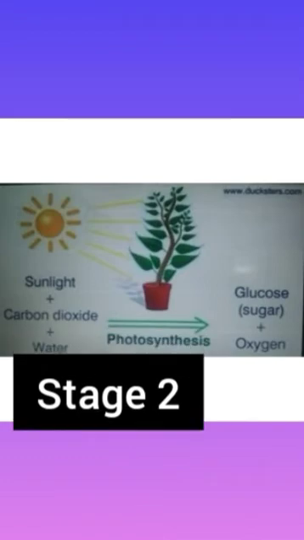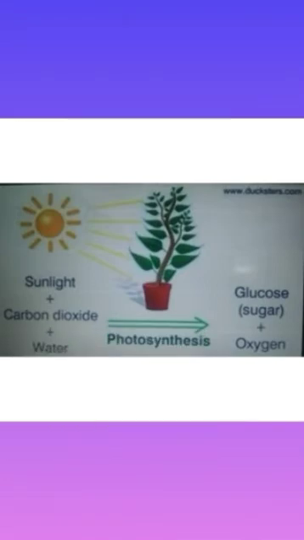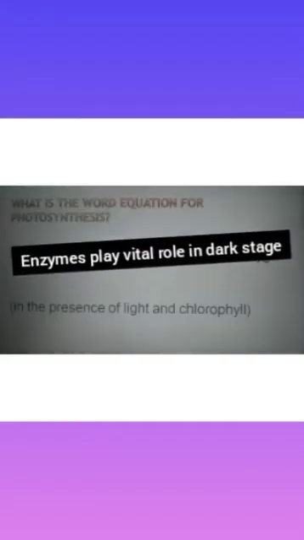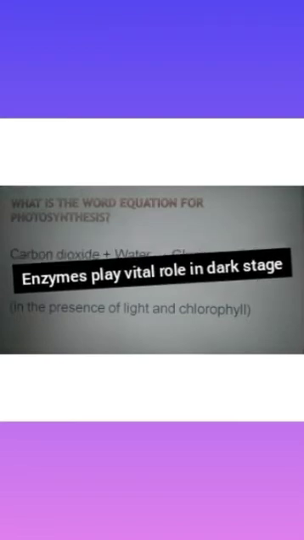The chemical energy required for this process to occur comes from the light stage. Since the formation of glucose from carbon dioxide does not directly require light, it is called the dark stage or dark reaction, or we can say the light independent stage. Enzymes play a vital role in this dark stage.